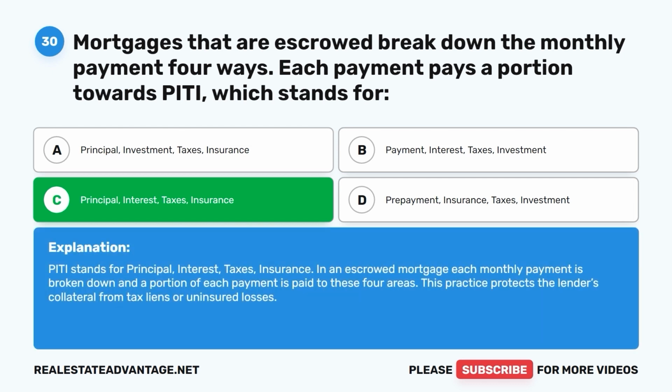PITI stands for Principal, Interest, Taxes, Insurance. In an escrowed mortgage, each monthly payment is broken down and a portion of each payment is paid to these 4 areas. This practice protects the lender's collateral from tax liens or uninsured losses.